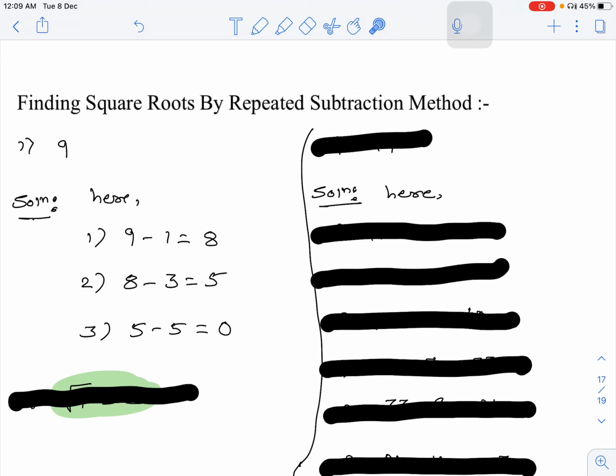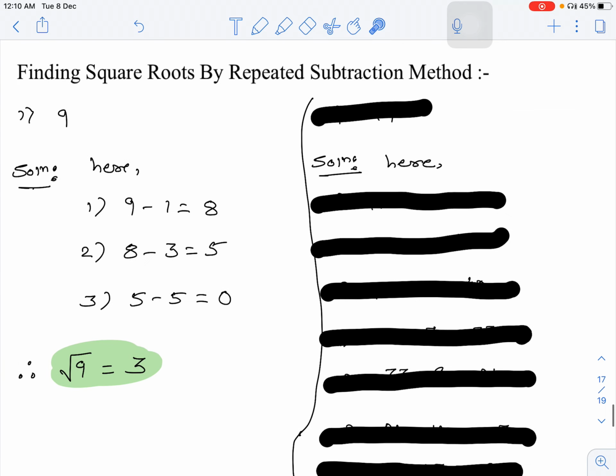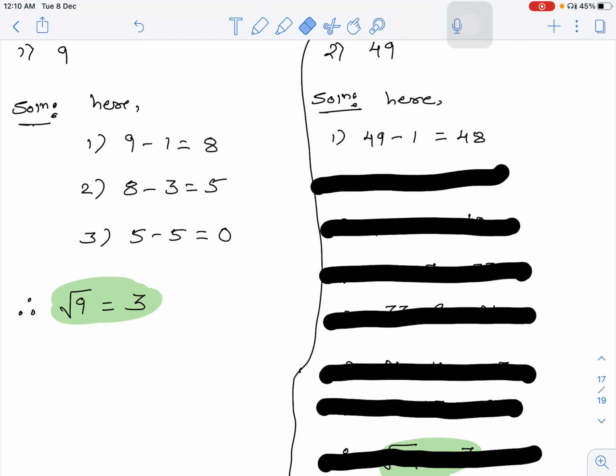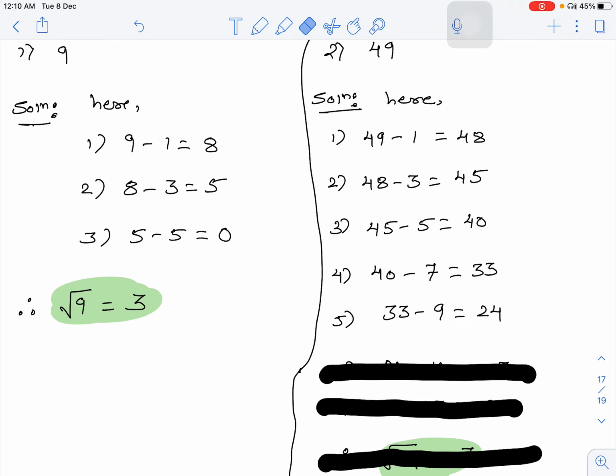Okay, so what is the square root of 9? 3 is the square root of 9. It means that the step number at which we get the answer 0 is the square root of the given number. Okay, let us solve one more example. Suppose in the next example we want to find the square root of 49. Let me show you all the steps.